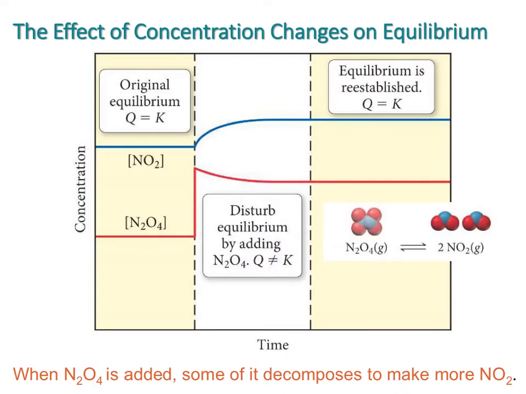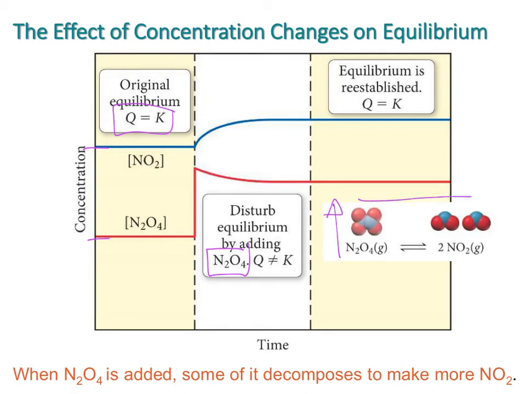Let's look at the opposite situation. Again, you have certain concentrations of both the reactant and the product at equilibrium, Q equals K. Let's say you add in N2O4. So this time we're adding and increasing N2O4. What is going to happen to the reaction?